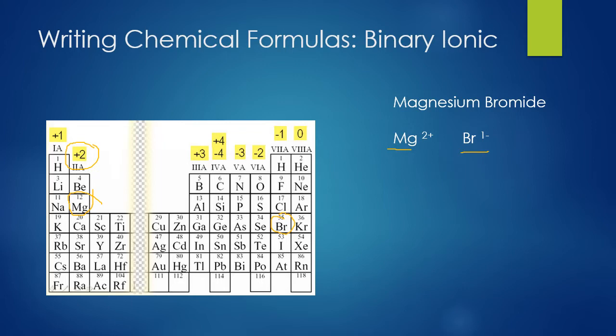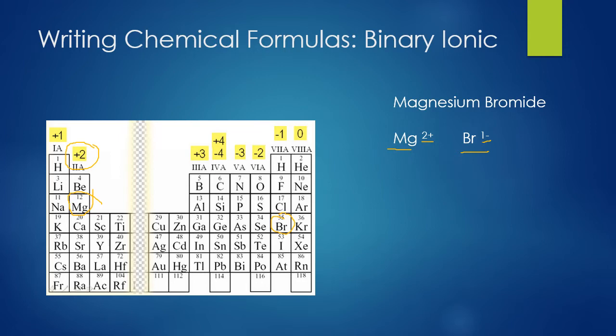Next, what I need to do is make the compound neutral. What does that mean? Well, magnesium bromide is an ionic compound, yes, but the compound itself overall is neutral. And if I had just one magnesium and one bromine, that would not make a neutral compound because I have a +2 charge and a -1 charge. If I add those together, it's not going to equal 0.